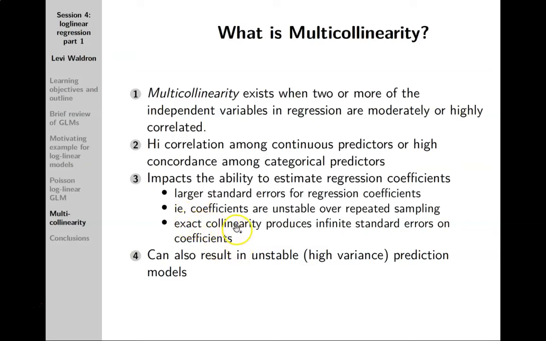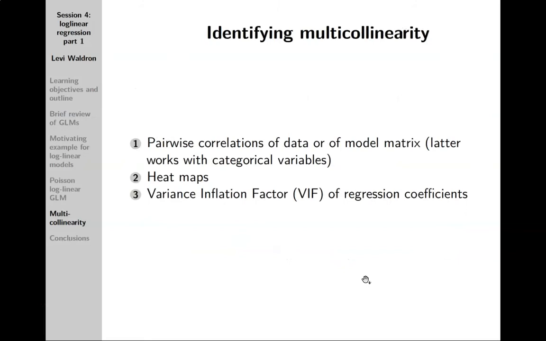But this is what that means. It's exact collinearity, where one of your predictor variables is a perfect linear combination of some others. I just wanted to note this is also an issue in prediction models because it can lead to unstable or high variance predictions, meaning that your model changes a lot from one random sample to another, even from the same population. You can identify multicollinearity in a few ways.